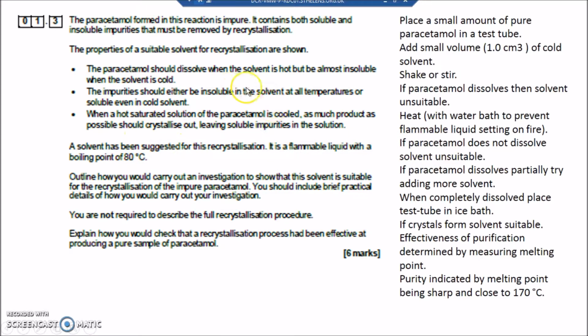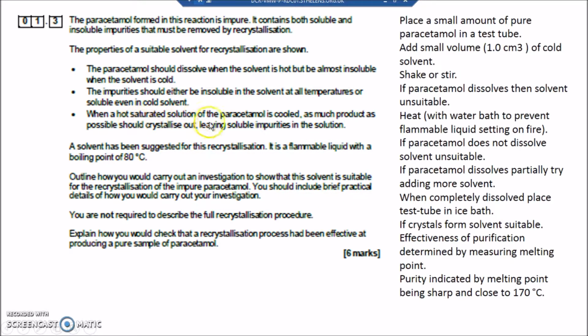At this point the paracetamol should dissolve. If the paracetamol doesn't dissolve, the solvent's unsuitable. If the paracetamol dissolves partly, then you can add a bit more solvent just to make sure that it does dissolve, and if it does dissolve, then the solvent's fine. Then you cool it in an ice bath and you hope the crystals will come out.